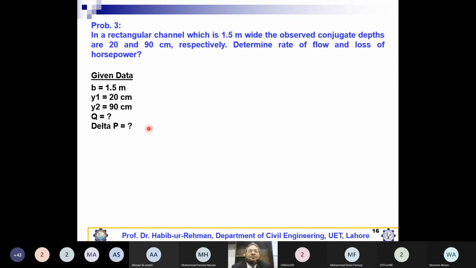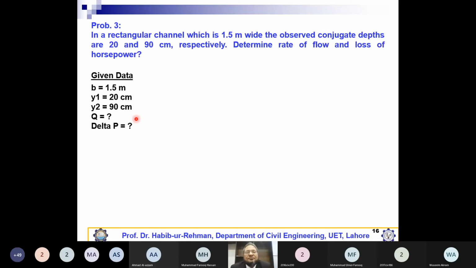So how we can solve this problem? When the y1 and y2 conjugate depths are known, we can compute small q by using equation of hydraulic jump for rectangular channels. So now please write first of all, applying equation of hydraulic jump for rectangular channels. What is that equation? Small q square over g is equal to product of conjugate depths into average of conjugate depths. So means y1 into y2 in brackets y1 plus y2 over 2.